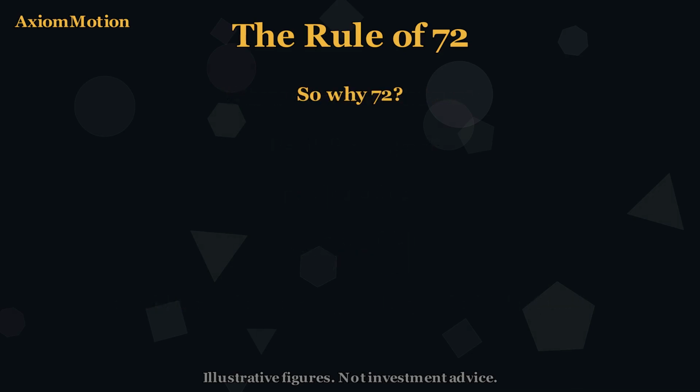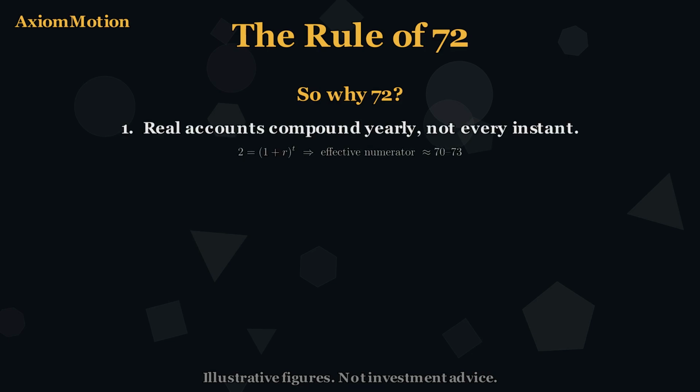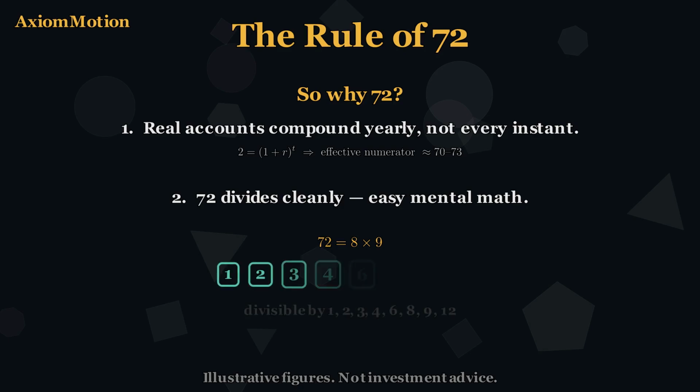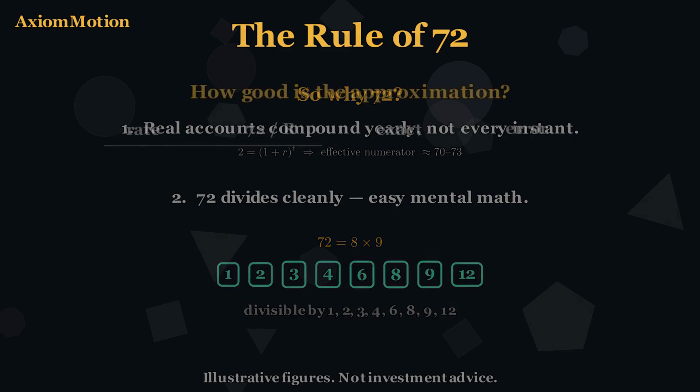But nobody wants to divide by 69.3 in their head. So why do we use 72? First, real accounts usually compound once a year, not every instant. That nudges the true number up into the low 70s. Second, and this is the clever part, 72 is wonderfully divisible. It is 8 times 9. It splits evenly by 1, 2, 3, 4, 6, 8, 9, and 12, so the mental arithmetic is effortless.